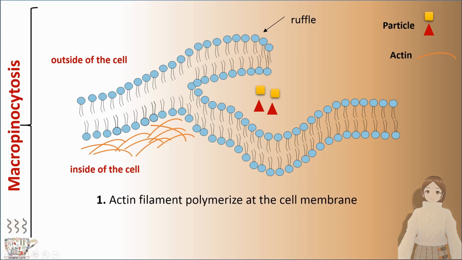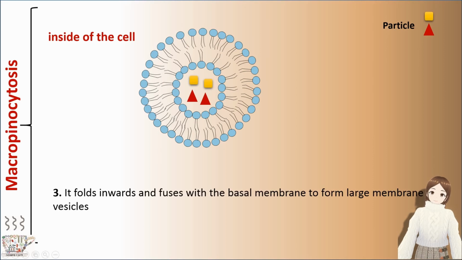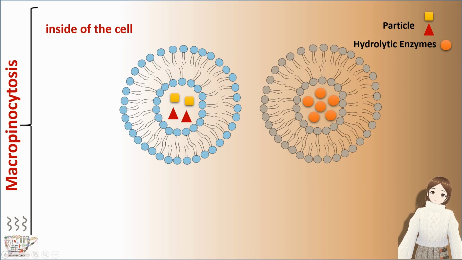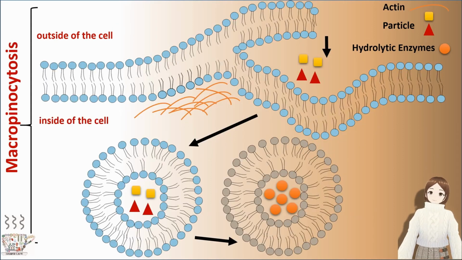As you see, actin filament polymerizes at a cell membrane. Then it pushes the membrane forward into ruffles. It folds inwards and fuses with the basal membrane to form large membrane vesicles. And finally, the internalized vesicle is then processed by the cell. You can see all of the macropinocytosis steps together. The third subgroup of endocytosis is receptor-mediated endocytosis.